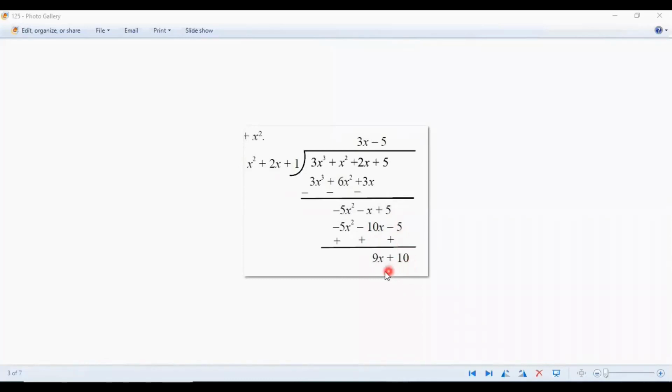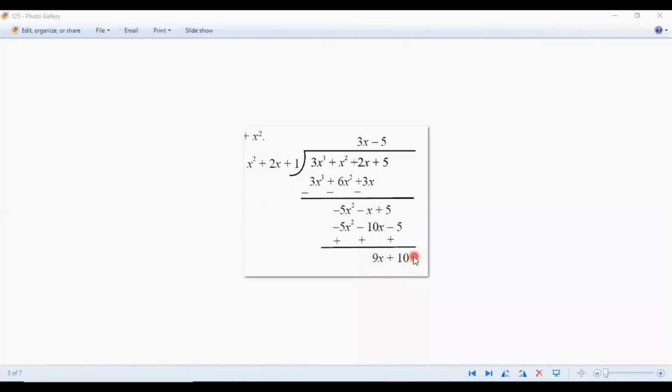So now look at the degree of this term, 9x plus 10. The degree of this polynomial is 1. That is 1 less than the degree of the divisor. So if the degree is 1 less than the divisor, you can stop there. This will be the remainder.